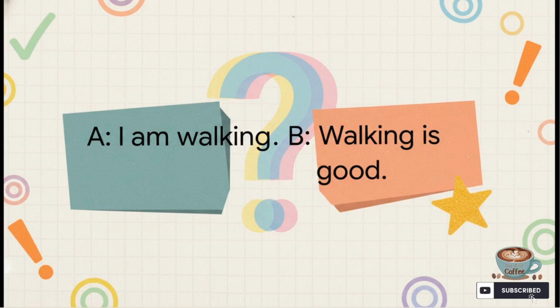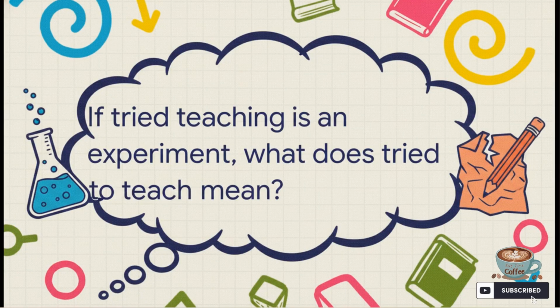Brilliant work! And finally, here is your final challenge to leave you with a bit of a provocative thought. We know from our past experience rule that she tried teaching means she experimented with the activity of teaching just to see if it worked for her. But what does she tried to teach mean? Well, based on our future intention rule, it actually means she attempted the intention of teaching, but she likely failed.